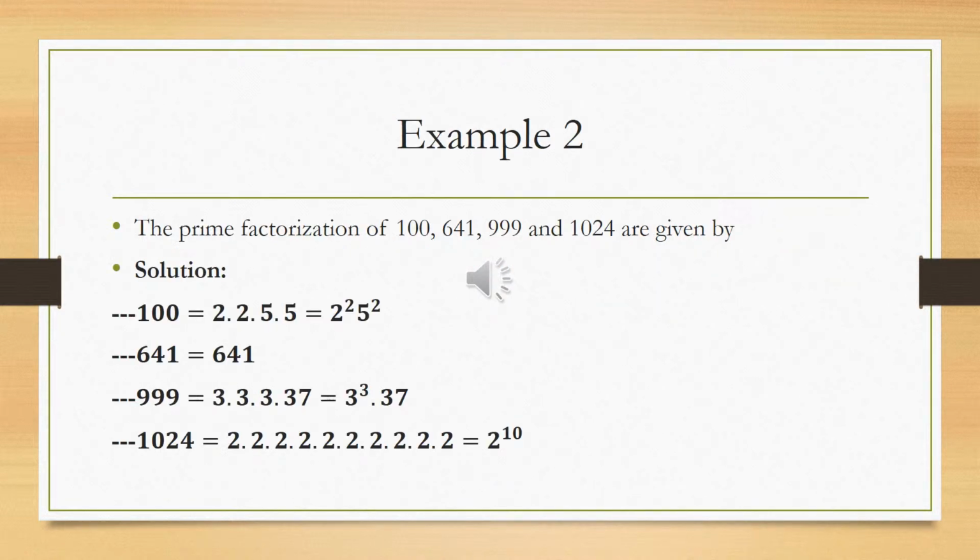Example 2. The prime factorization of 100, 641, 999, and 1024 are given by the following solution. 100 is equal to 2 times 2 times 5 times 5, and 641 is equal to 641, and 999 is equal to 3 times 3 times 3 times 37, and 1024 is equal to 2 raised to the power of 10, or 2 multiplied by itself 10 times.